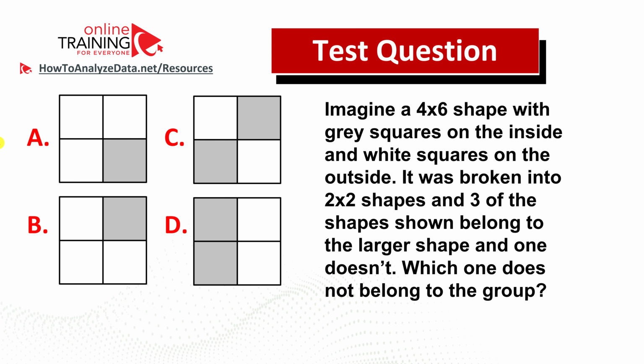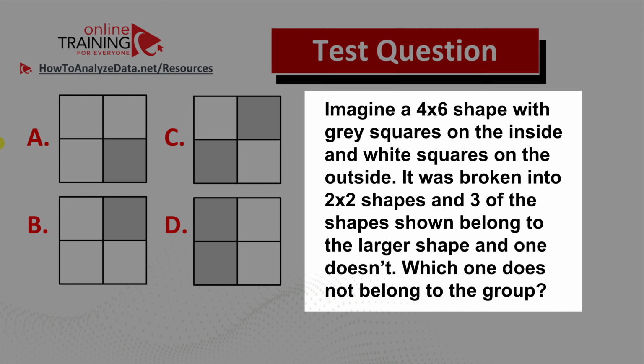Here's the tricky IQ and Aptitude test question you might frequently see on the test. Imagine a 4x6 shape with gray squares on the inside and white squares on the outside. It was broken into 2x2 shapes, and 3 of the shapes shown belong to the larger shape and 1 doesn't. Which one does not belong to the group?